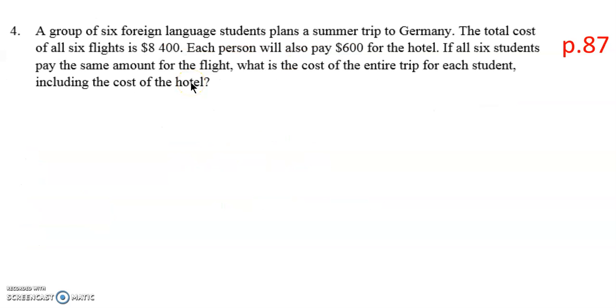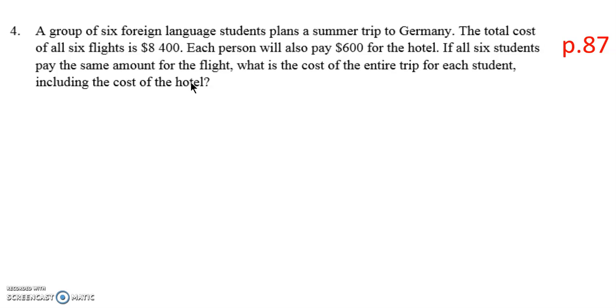For question number 4, a group of 6 foreign language students plans a summer trip to Germany. The total cost of all 6 flights is $8,400. Each person will also pay $600 for the hotel. If all 6 students pay the same amount for the flight, what is the cost of the entire trip for each student, including the cost of the hotel?